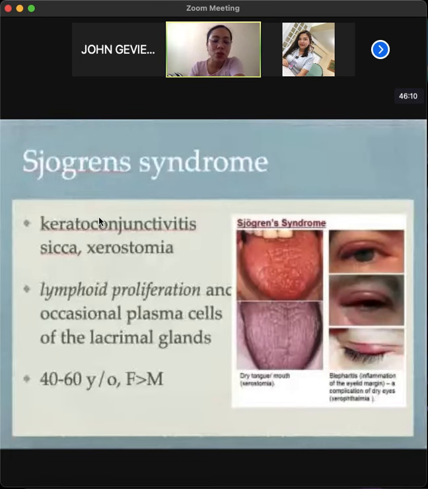Sjogren's syndrome. So it is an autoimmune disease characterized by your dry eyes and dry mouth, your keratoconjunctivitis sicca, and xerostomia. So the lacrimal gland is infiltrated with your lymphocytes and occasional plasma cells. So this would result in atrophy and destruction of your glandular structures.